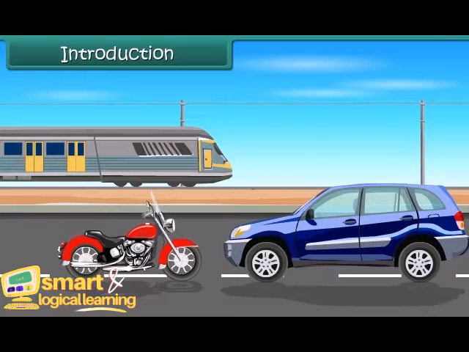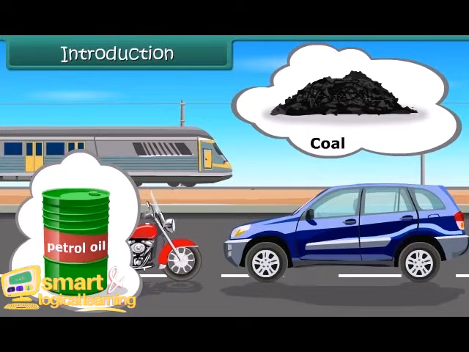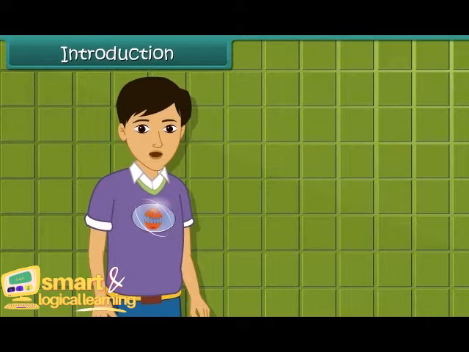The fuel can either be coal or petroleum product. They provide energy for vehicles to move. In this module, we are going to learn more about these natural energy resources.